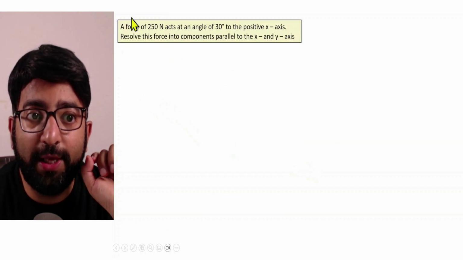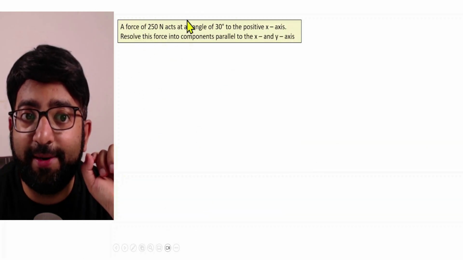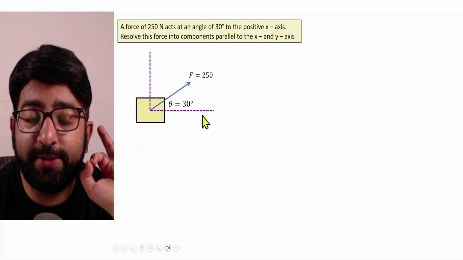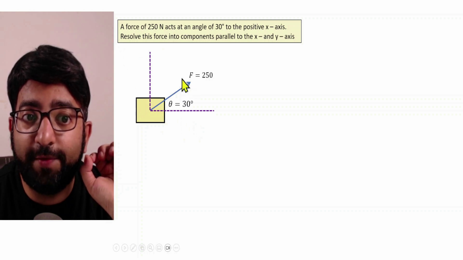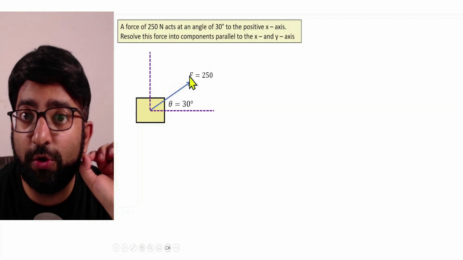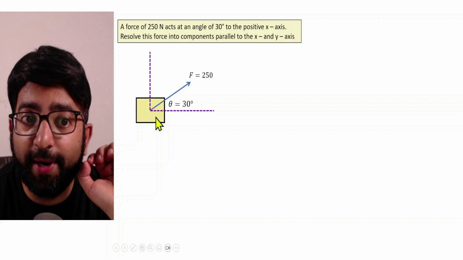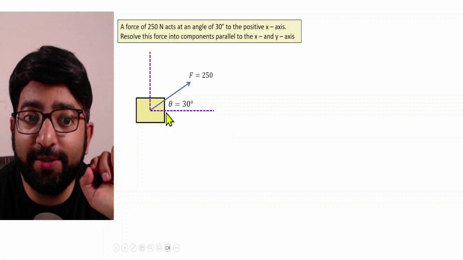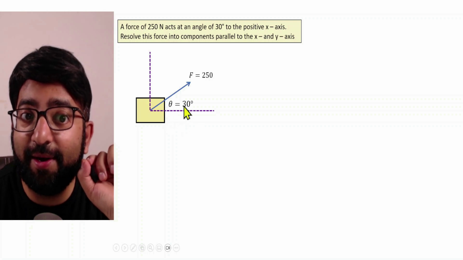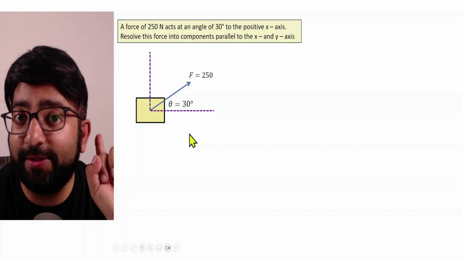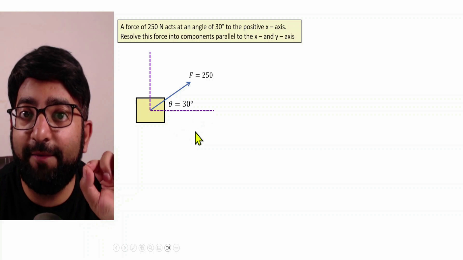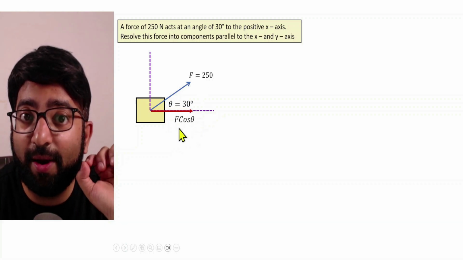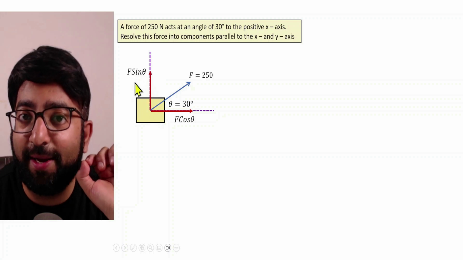In this question, we have been given a force of 250 newtons acting at an angle of 30 degrees to the positive x-axis. So the diagram is this. We need to resolve this 250 newton force into its components, so we need the x component and the y component. The only thing we need to be careful of is the angle theta. The angle theta is given with respect to the x-axis. That means the x component will have the cos parameter. So the x component of force will be F cos theta and the y component will be F sine theta.